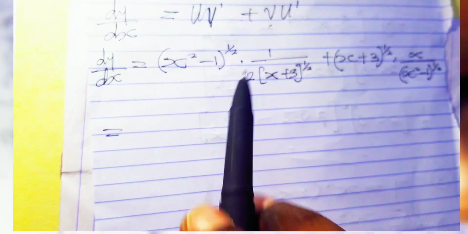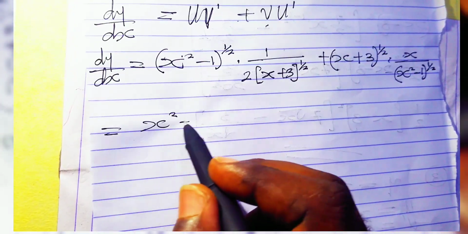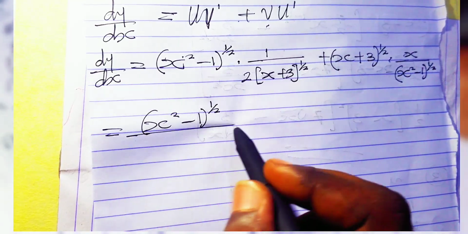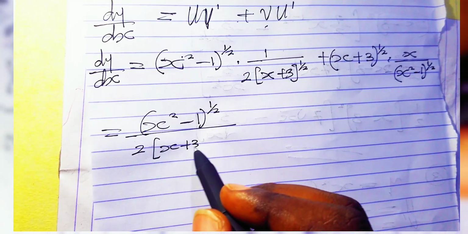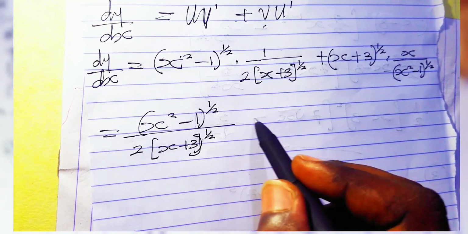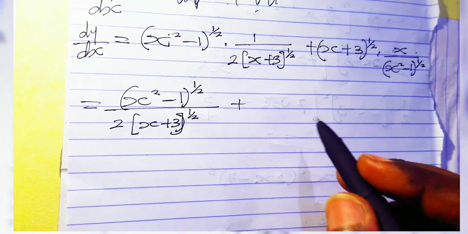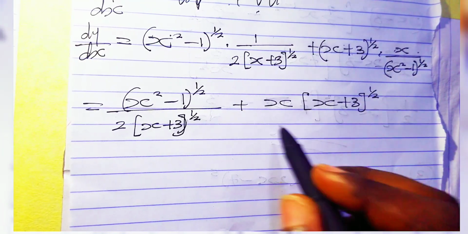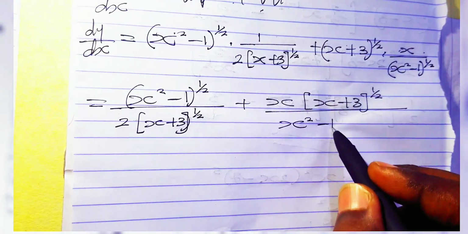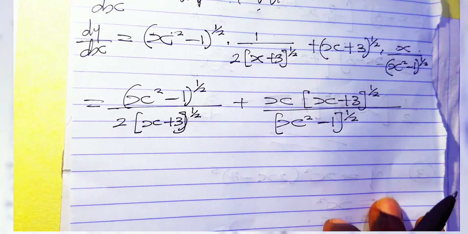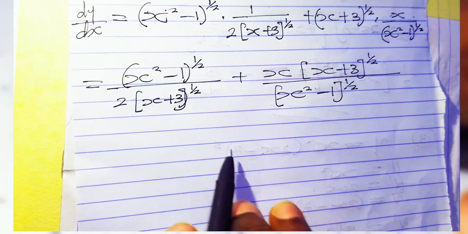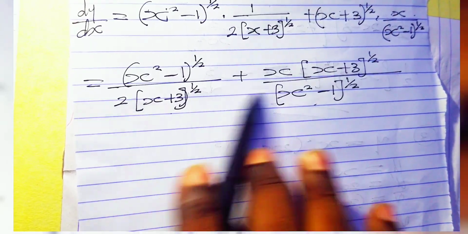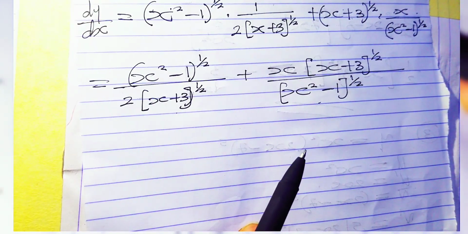And this becomes, of course, this times this can actually be written as (x squared minus 1) raised to the power 1 over 2, everything over 2 in the bracket (x plus 3) raised to the power 1 over 2, plus, and of course this times this can be written as x in the bracket (x plus 3) raised to the power 1 over 2 over (x squared minus 1) raised to the power 1 over 2, okay? And therefore, this actually looks alike, so we can combine or harmonize these fractions there.